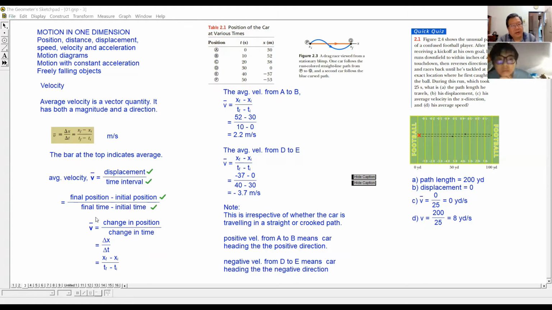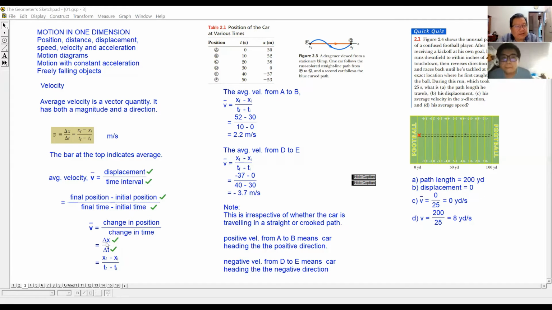Okay, so in other words, it is change in position divided by the change in time. And as we have seen earlier, change in position is given by this symbol delta x. Delta means change. Change in time is delta t. This is the standard symbol. Whenever you see the symbol delta there, it means the change: the final minus the initial.